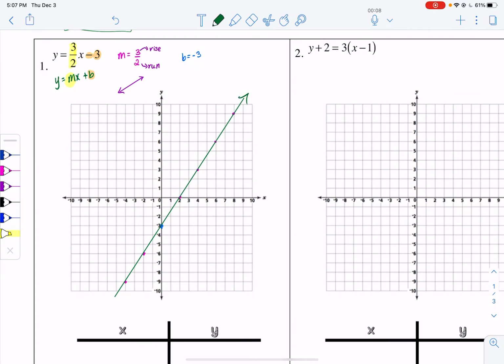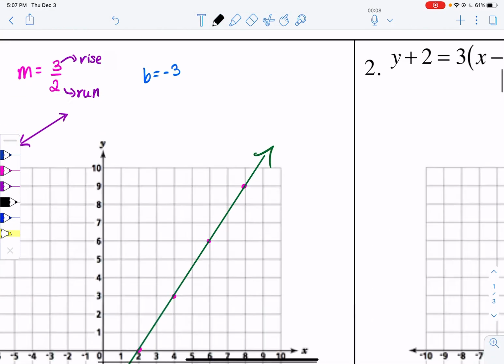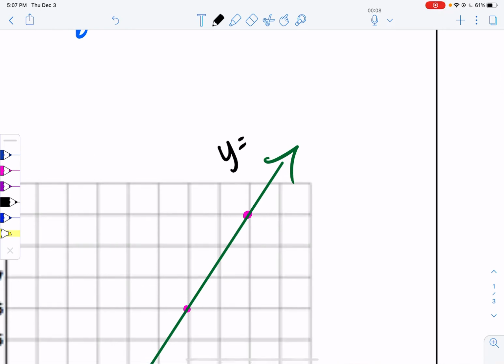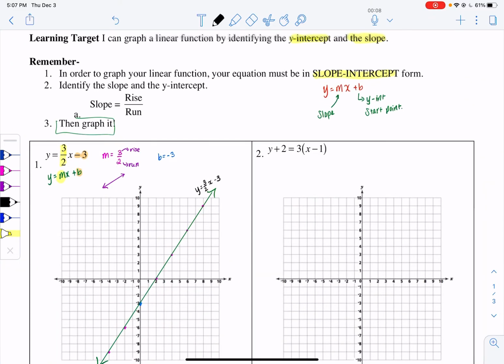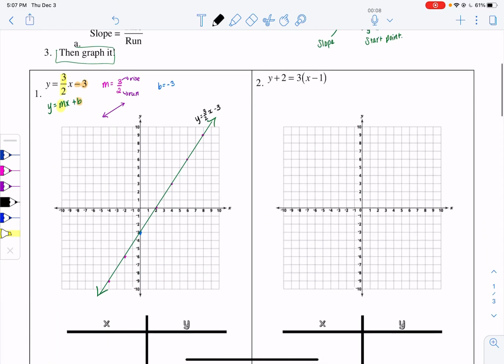Not bad. And then last but not least, I write the equation that I just graphed next to my line, or on top of my line. It doesn't really matter. So I'm going to write down y equals 3 over 2x minus 3. And that's the equation you just graphed. Now let's go on to our next example.